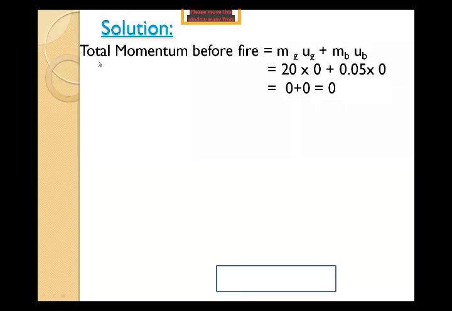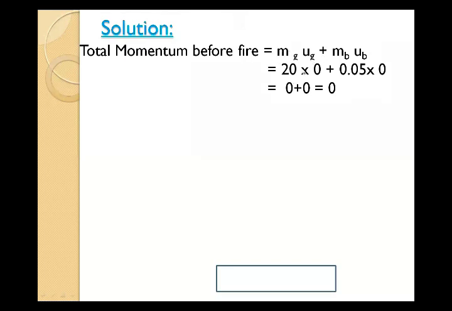So first we are going to find the expression of the total momentum before fire. And how do we make it? As you know, we require a total momentum. So how do we make it total? First, we have to find the momentum of the gun and add it with the momentum of the bullet. So mgug is the momentum of the gun, and mbub is the momentum of the bullet. And why do we add it? Because we are going to find the total momentum before fire.